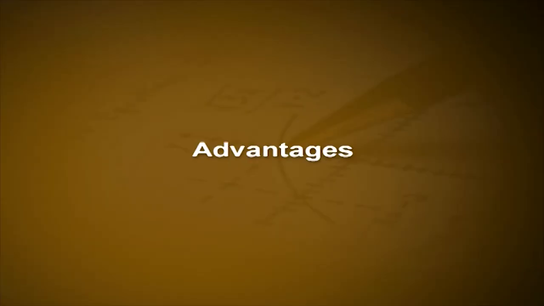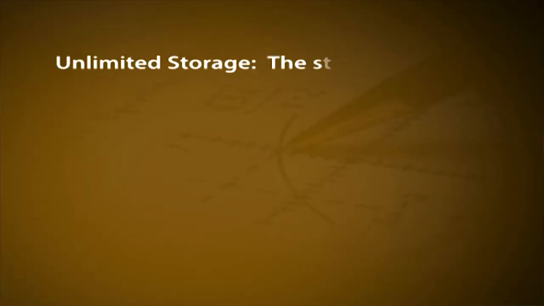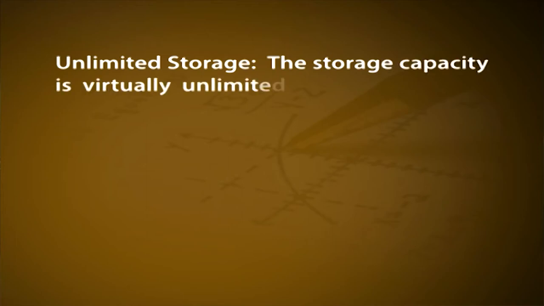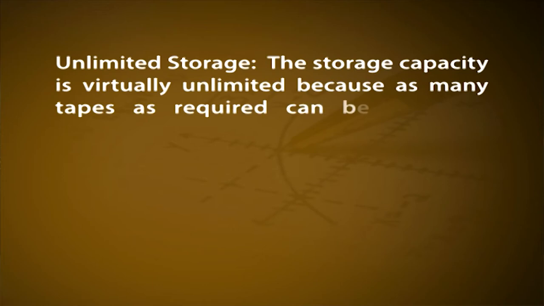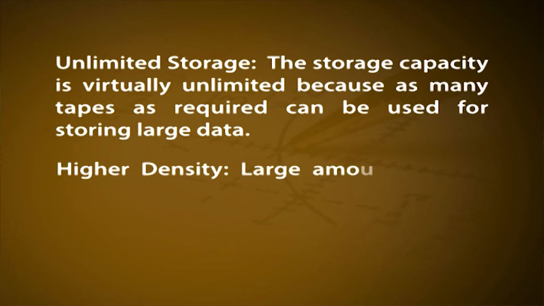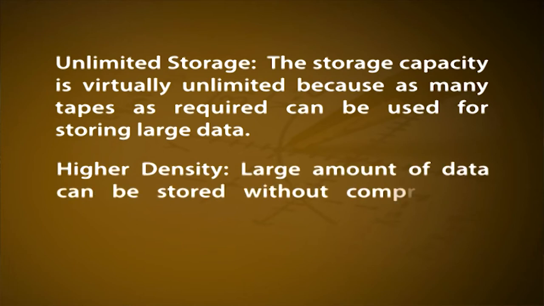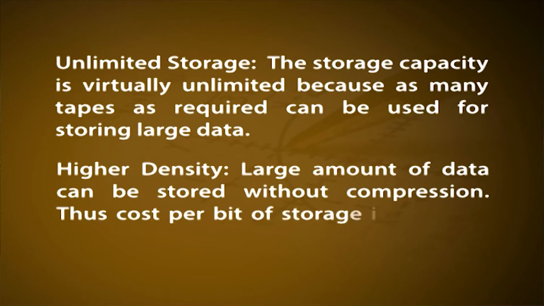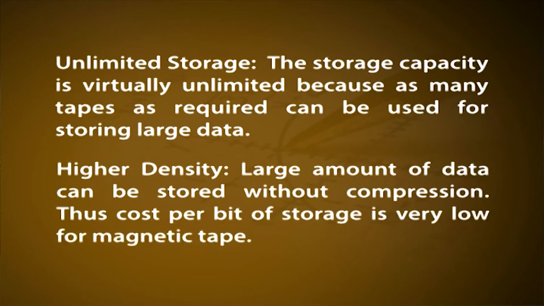A magnetic tape must be mounted on a tape drive before it can be used for reading or writing of information. A tape drive is connected to and controlled by a tape controller that interprets the commands for operating the tape drive. Advantages: unlimited storage. The storage capacity is virtually unlimited because as many tapes as required can be used for storing large data. Higher density. A large amount of data can be stored without compression. Thus, the cost per bit of storage is very low for magnetic tape.